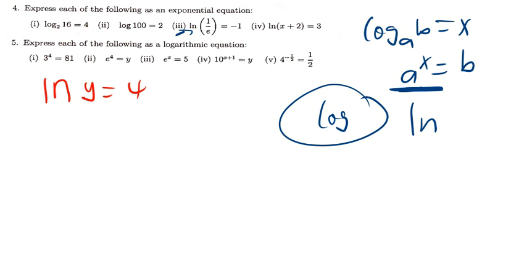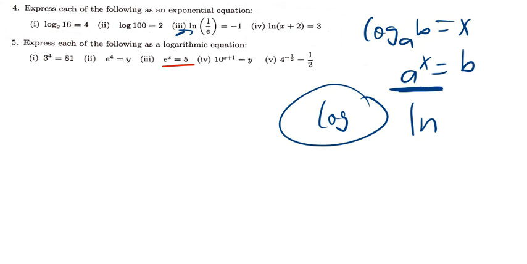So what of this? That one is going to be ln e. Ln is always in base e, so you don't have to put e. The power is x, which is outside, then 5 will be here, so it is ln 5 is equal to x.